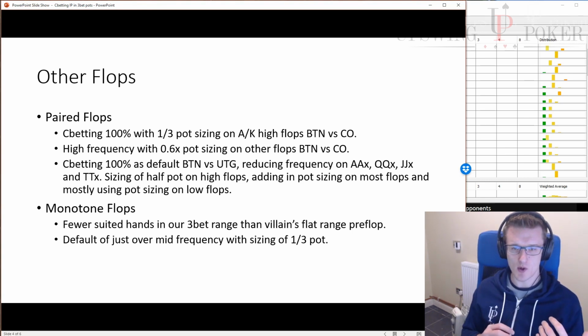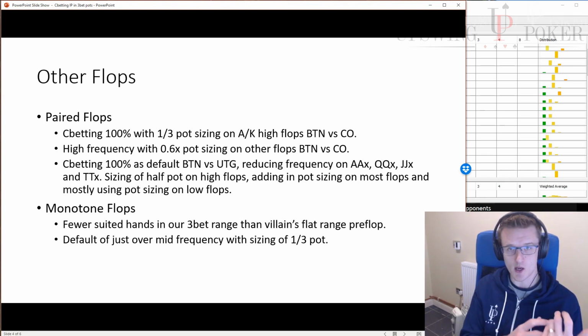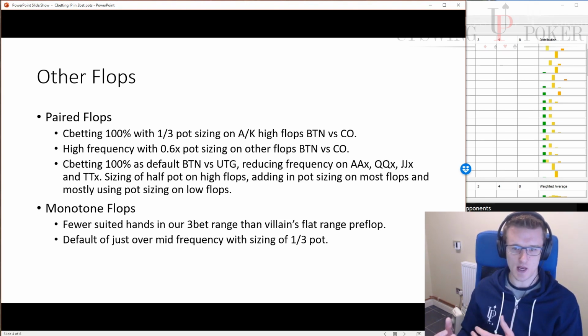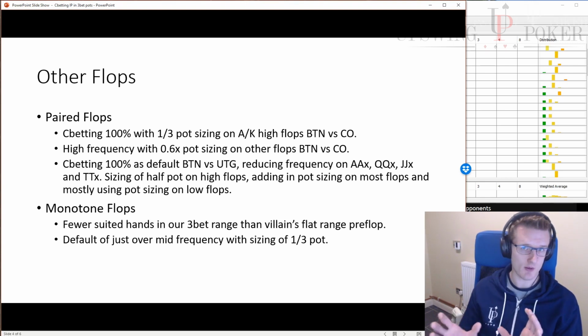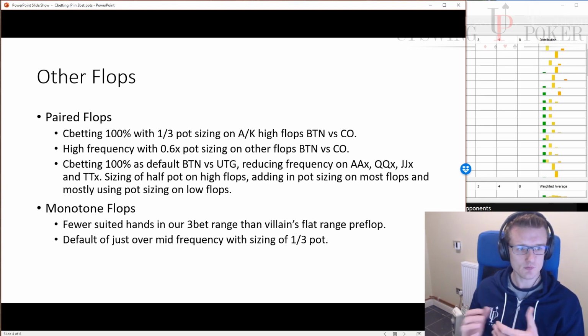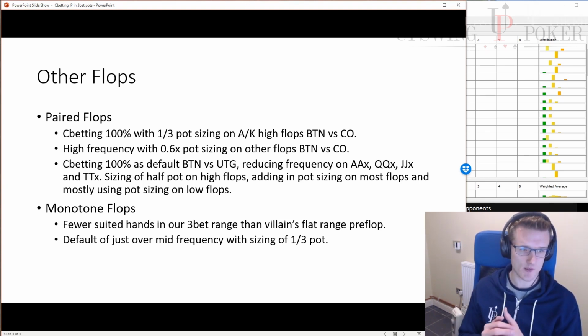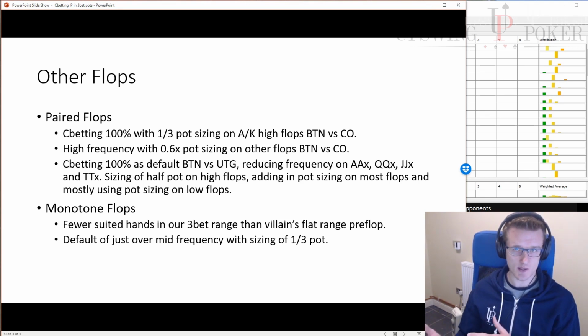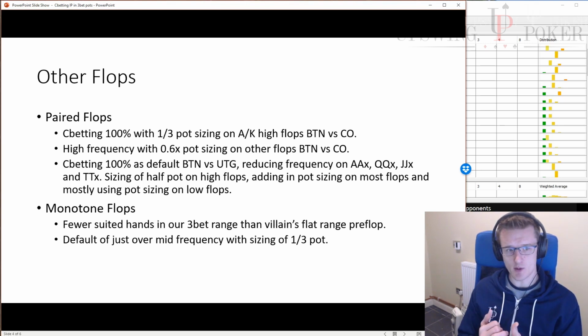In both cases, our ranges are a bit more ace-x suited heavy than our opponent as well. So we'll do even worse on ace-high monotone flops, and we'll bet a little bit less than otherwise expected there. But yeah, in general, we're going to be at a bit of a disadvantage at the top of the ranges on monotone boards. So not going to be using particularly high frequencies and particularly big sizings as a default. And if we do use a default of just over a mid frequency with a sizing of about third pot, that's going to be pretty good.